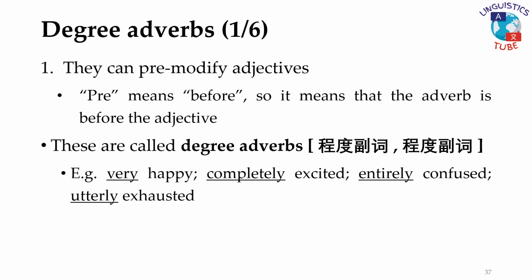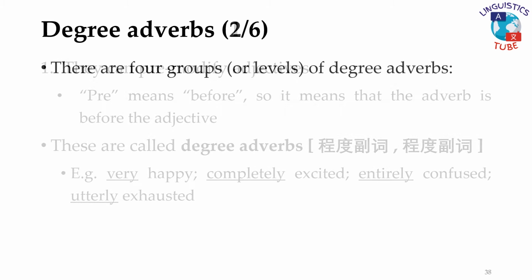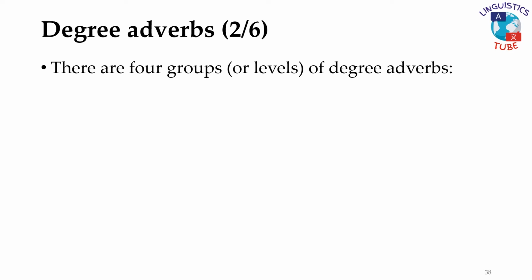Anyway, let's continue with degree adverbs. We just learned that degree adverbs show the amount or level of the adjective. There are adverbs to describe a small amount, adverbs to describe the largest amount, and adverbs to describe everything in between. Because of this, we can put the degree adverbs into 4 groups. We'll start with the largest amount first.